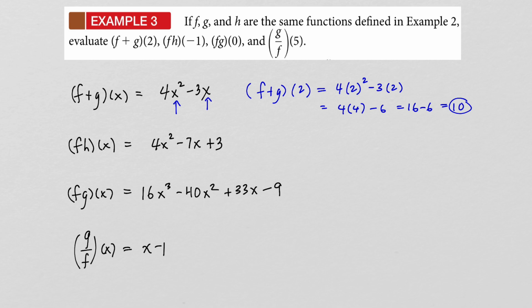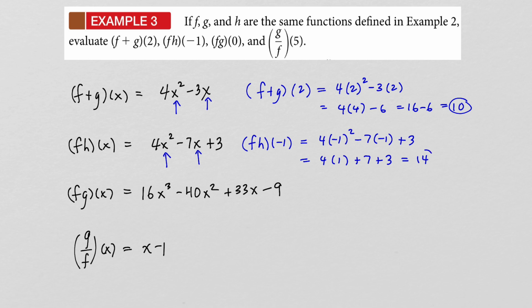And the next one, f times h, that function was 4x squared minus 7x plus 3. So f times h, evaluated at negative 1, would just be plugging negative 1 into x here. So that's 4 times negative 1 squared minus 7 times negative 1 plus 3. This is 4 times 1 plus 7 plus 3. And if you add these up, you get 14.